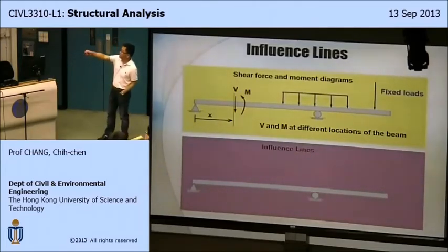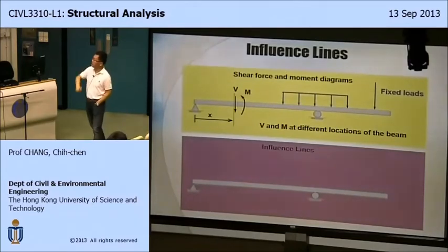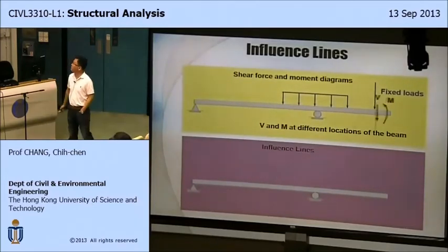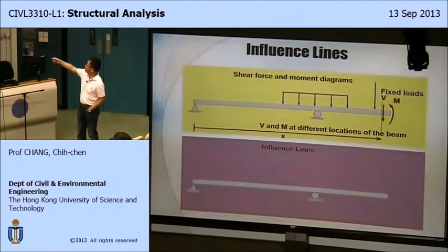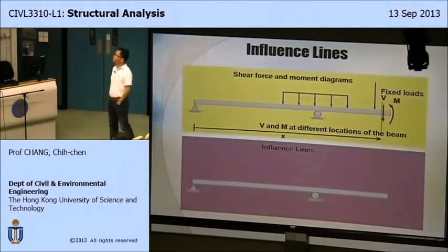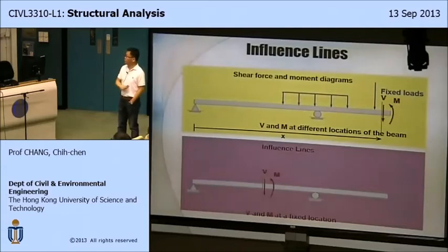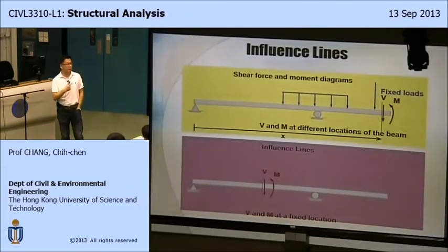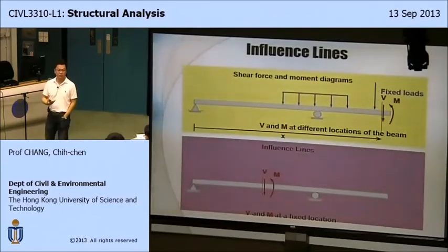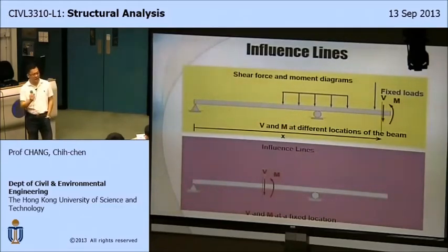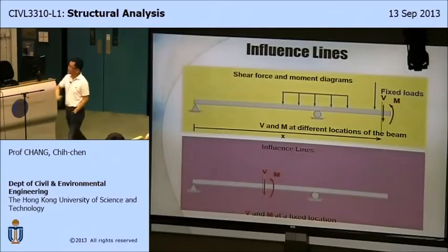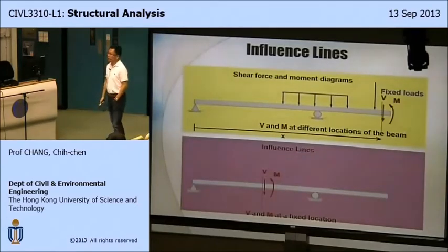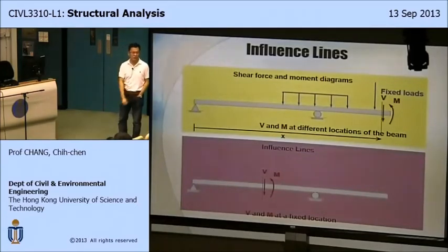Okay, so that's the shear force and bending moment diagram. So what is influence line? This is the shear force and bending moment diagrams. What is influence line? First of all, you need to choose one force. This force can be a reaction, an internal shear force, or an internal bending moment. But anyway, you need to choose or fix one force. And then you plot the magnitude of that force with respect to the locations of a traveling force.